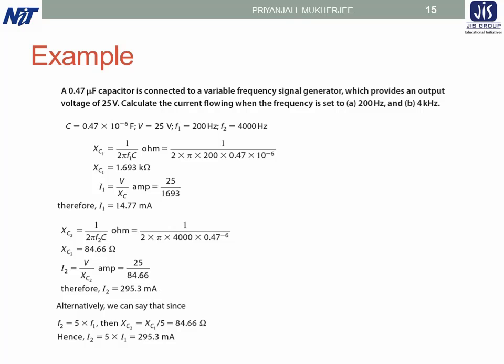We can follow the same steps by changing the frequency, because for the second one the frequency is 4 kilohertz, and then the second current becomes 295.3 milliampere. So in this way, using the formula, we can find out the current flowing through the circuit when the frequency differs.